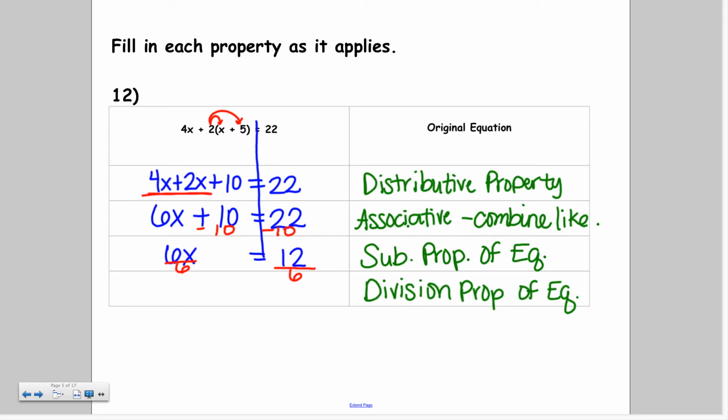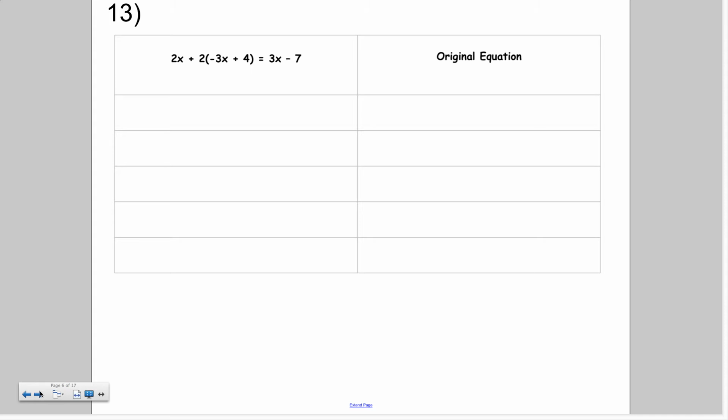So when we divide by 6, that gives us x, and 12 divided by 6 is 2. And we're finished with that one. All right, number 13, same thing. You want to draw that little line down through there so that helps you know what side is what.